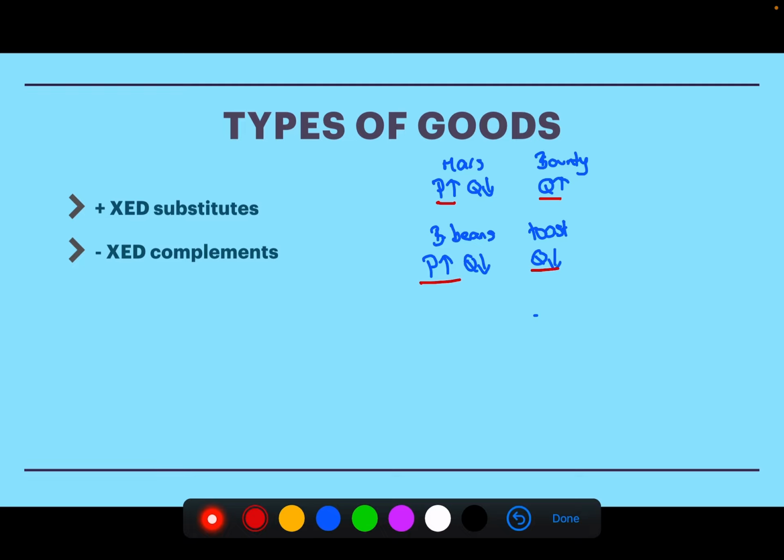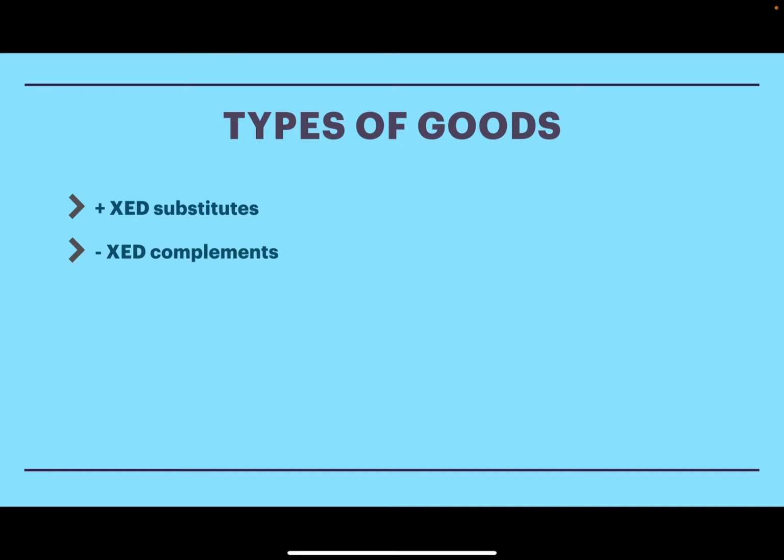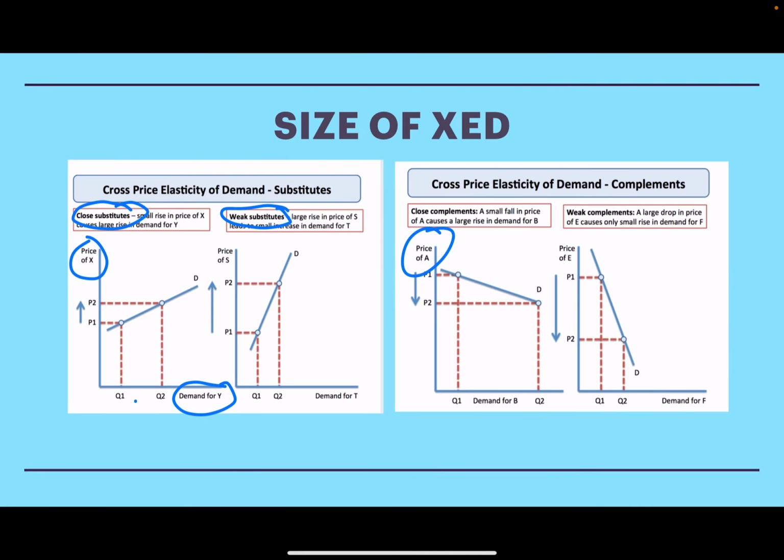The opposite will be the case for all of these. So if the price of baked beans goes down, the demand for baked beans goes up and the demand for toast goes up. So all of those work in the opposite direction as well. What we're going to look at next is how close the substitutes and complements are.